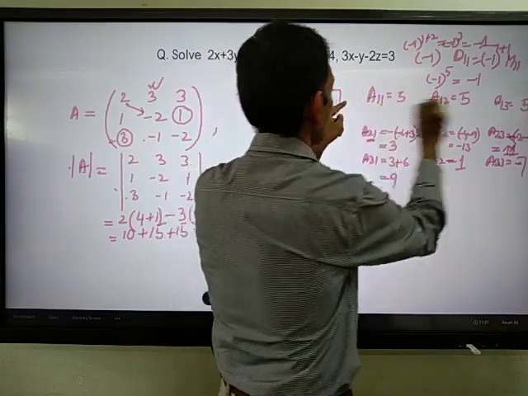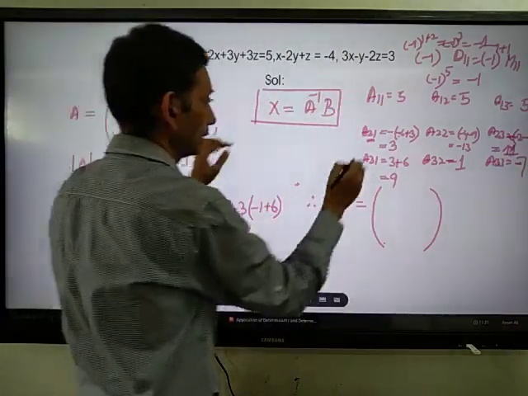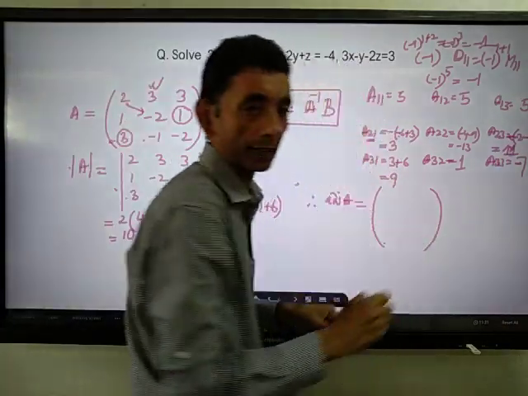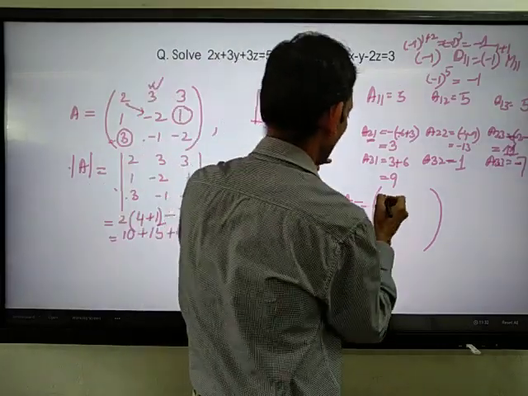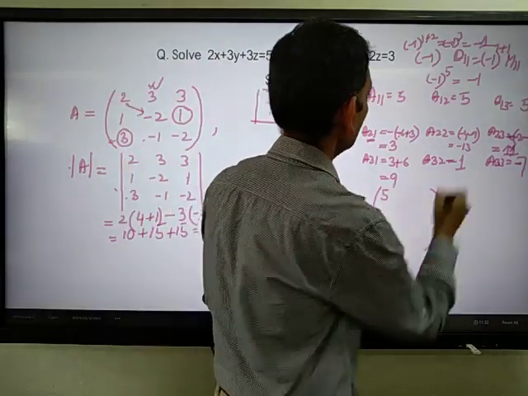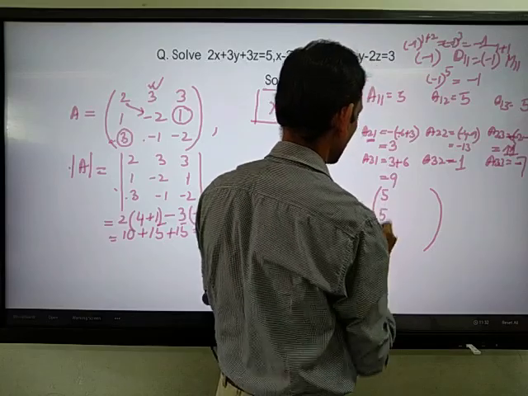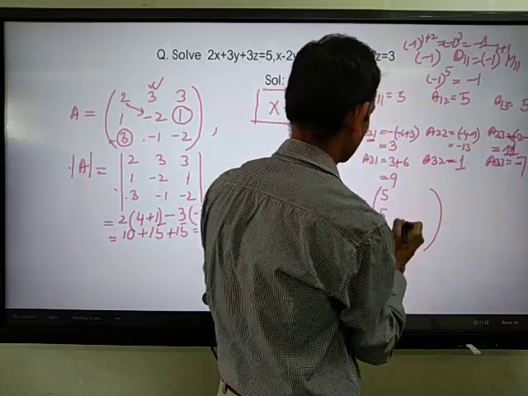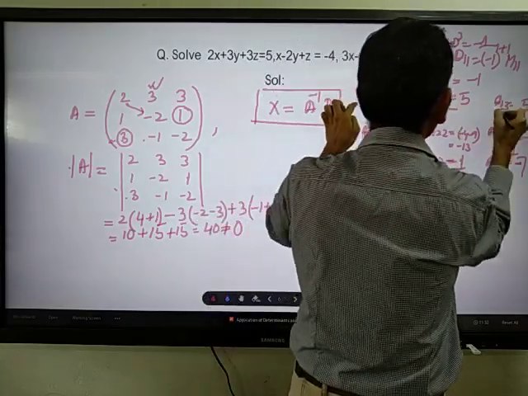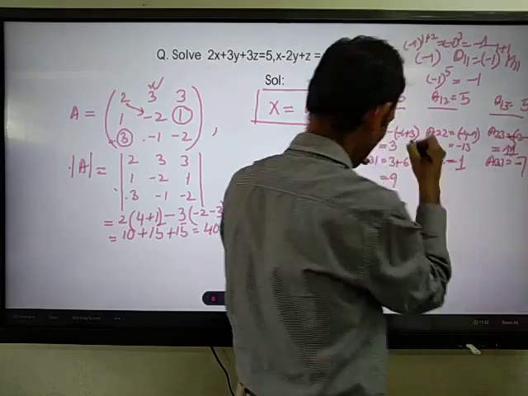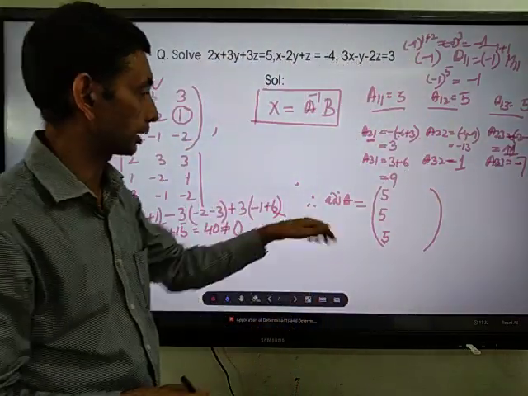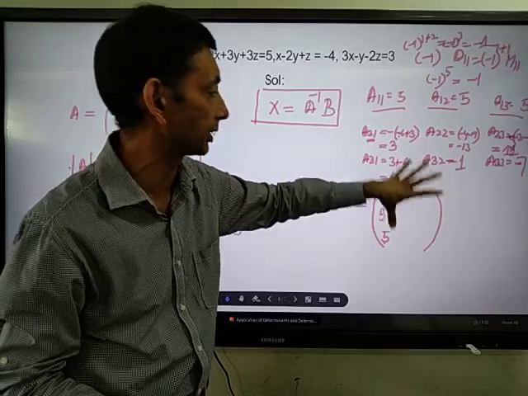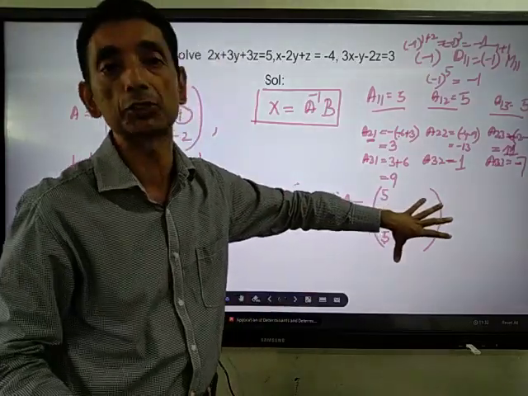What is the first row cofactors? First row cofactors will write at the first column. So it will be 5, this is also 5, and this is also 5, because this is the first row cofactor, 1, 2, 3. So this first row cofactor you need to write column wise. So that means we are writing the cofactor and taking the transpose together.